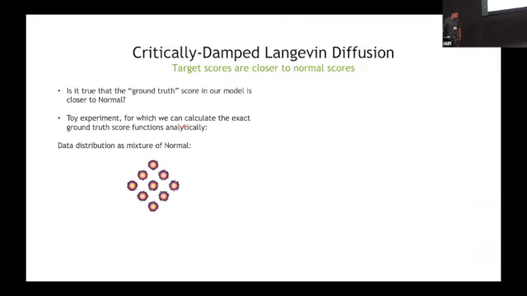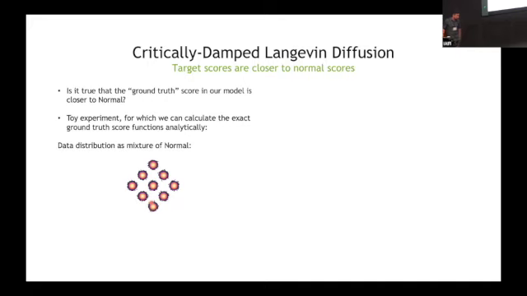But let me give you some evidence for these claims I'm making here. Let's consider a simple data distribution, which is just a mixture of normals. This is just 9 normal distributions. That's our data distribution. For that, we can do everything analytically. So we don't need to learn anything.